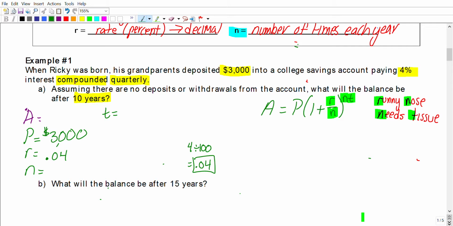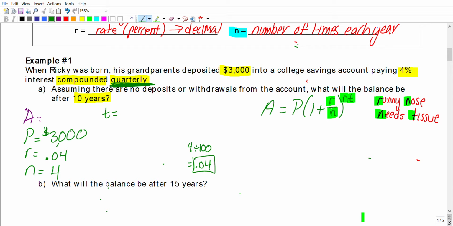Now, next thing it says is that account was paying 4% interest compounded quarterly. We had just gone over what that means. Quarterly, think of a quarter. We need 4 quarters for an entire dollar. So our N is going to be 4.